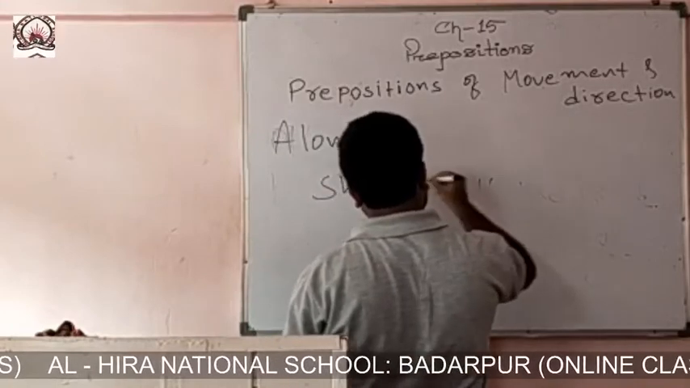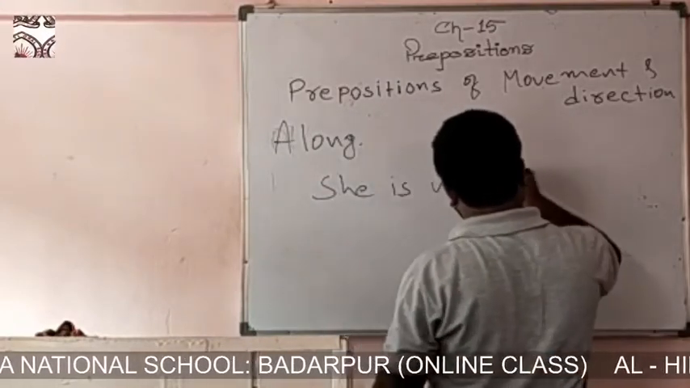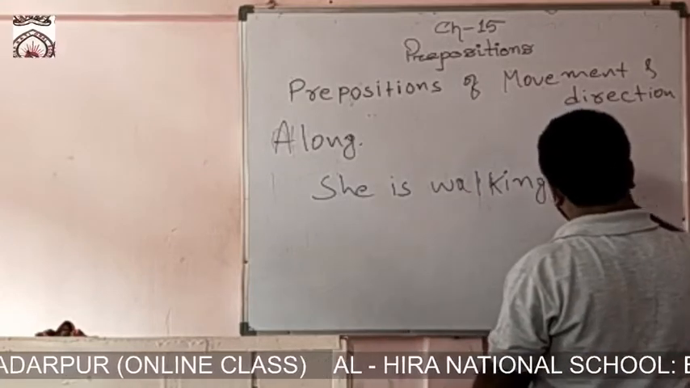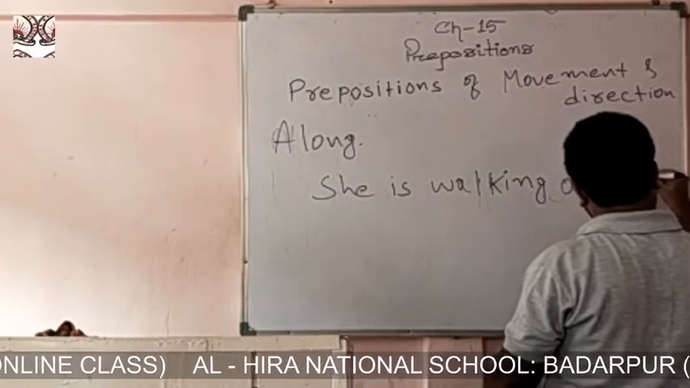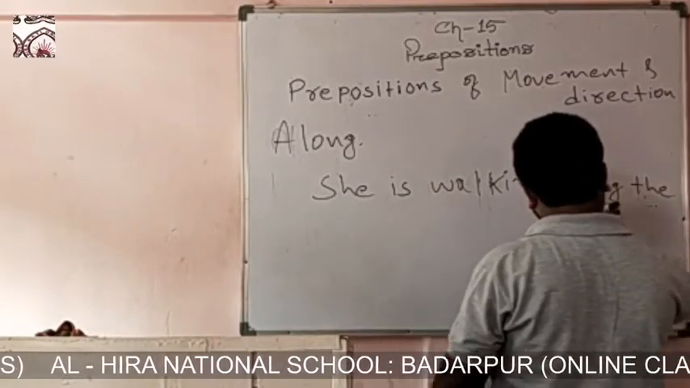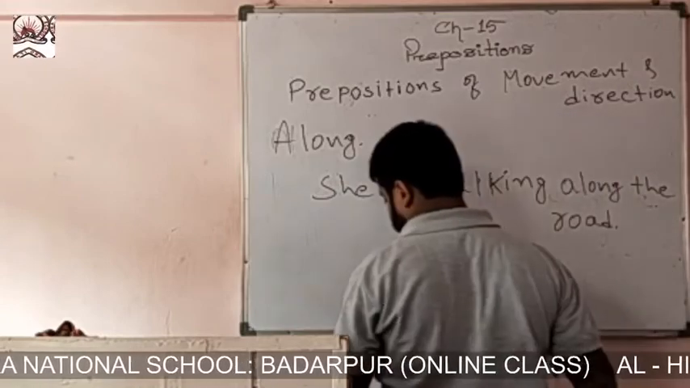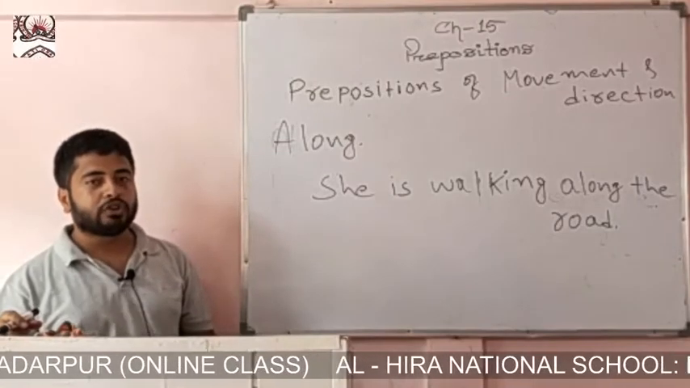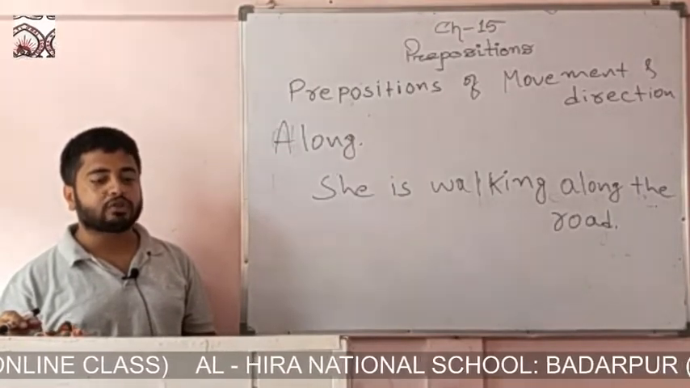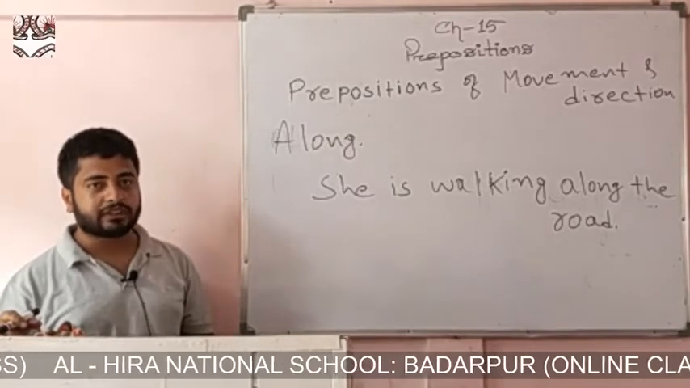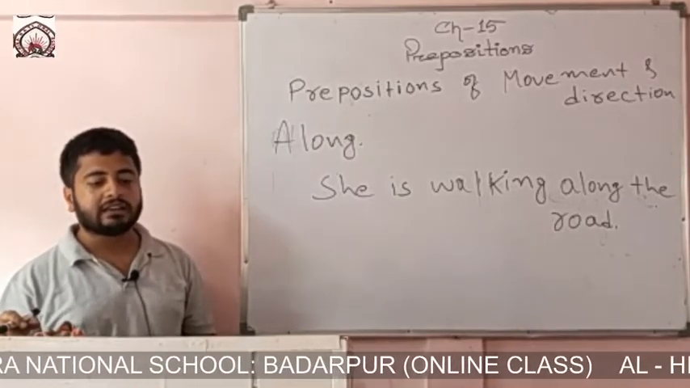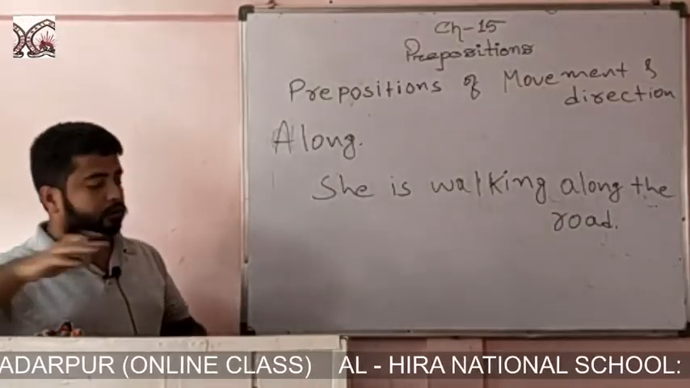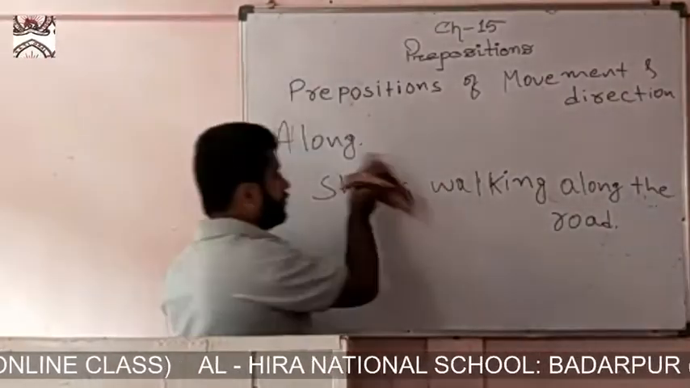She is walking along the road. So along is used to show movement of something in a line that follows the side of something long. The side of something long. She is walking along the road.